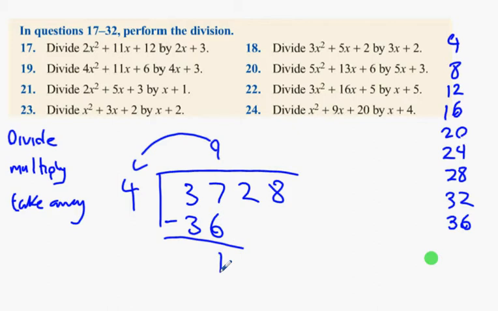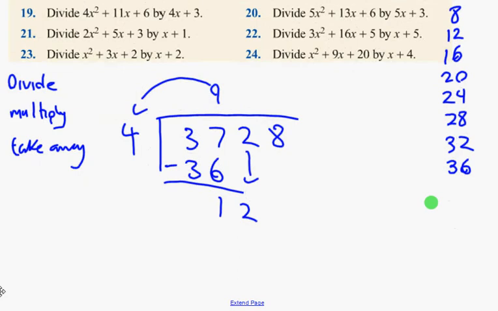Now, bring down the 2. Does 4 divide into 1? Does 4 divide into 12? How many times? 3 times. You divided, 3 multiplied by 4, so you multiply second. And then what do you do then? Take it away, or subtract. And then what happens now? 0. Okay. Now you bring down the 8.